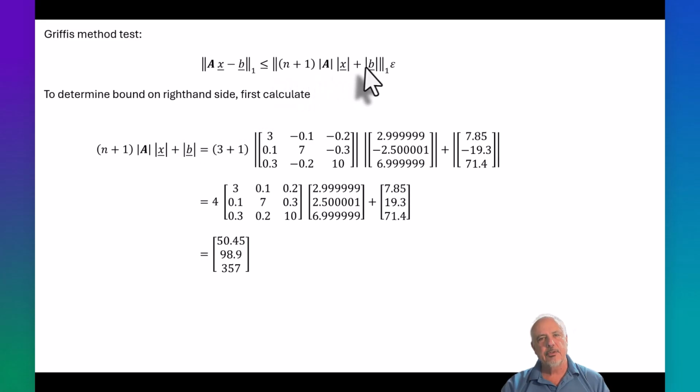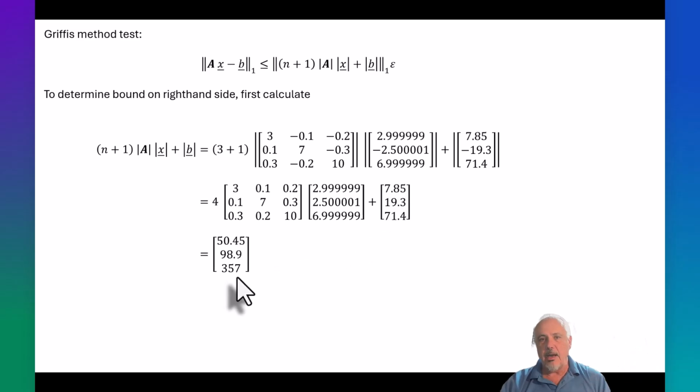So the first thing I'm going to do is look at this. So I set that up. I've got the 3 plus 1 because n is 3. There's my A matrix. I haven't taken the absolute yet, so I've got it inside the vertical bars. I've got my X inside the vertical bars. I've got my B inside the vertical bars. And then now I take the absolute value. So now everything that was negative changes to positive, including that one and including that one. So now I carry through that matrix multiplication here, scale by 4, add the B, and I get that.